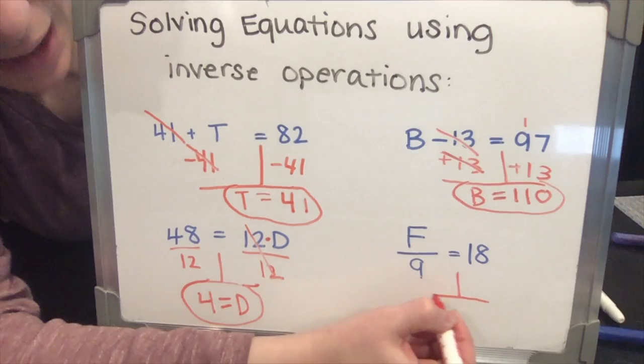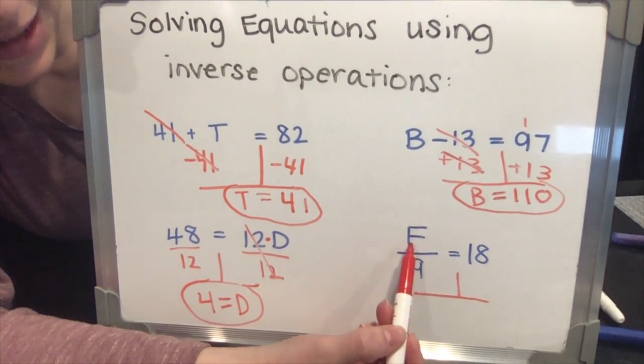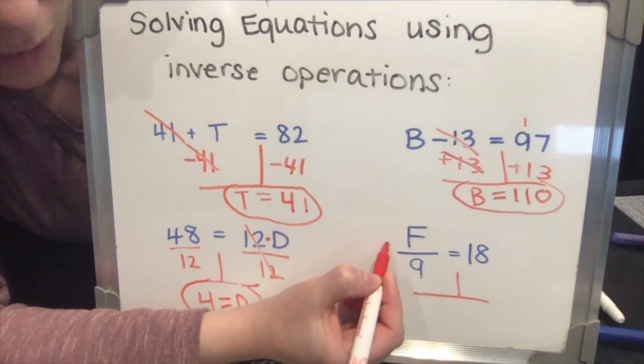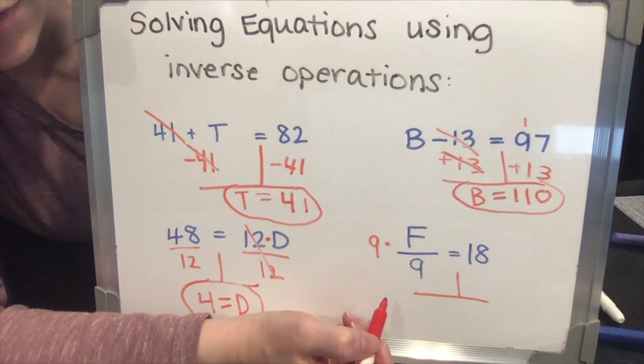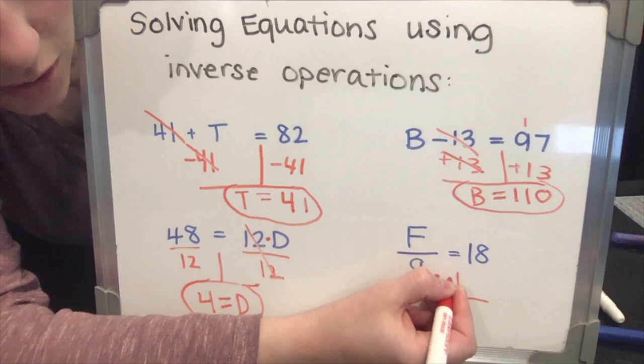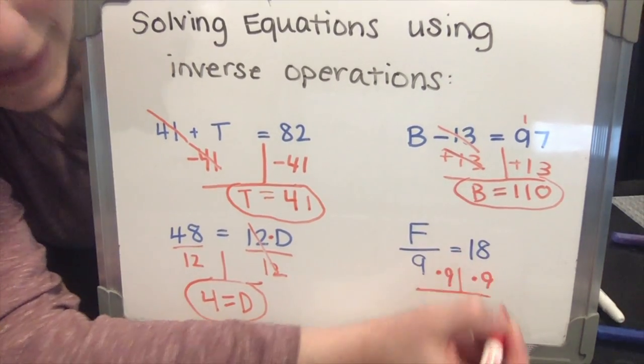Last but not least, I'm going to draw my upside down t-chart on this side as well. Notice that to this variable f, we are dividing by 9. The inverse of that is multiplying by 9. I can write it off to the side, since some people like to see it there, or if I'm using my t-chart, you can just show it down in the t-chart as well, times 9. We're going to multiply by 9 on this side as well.